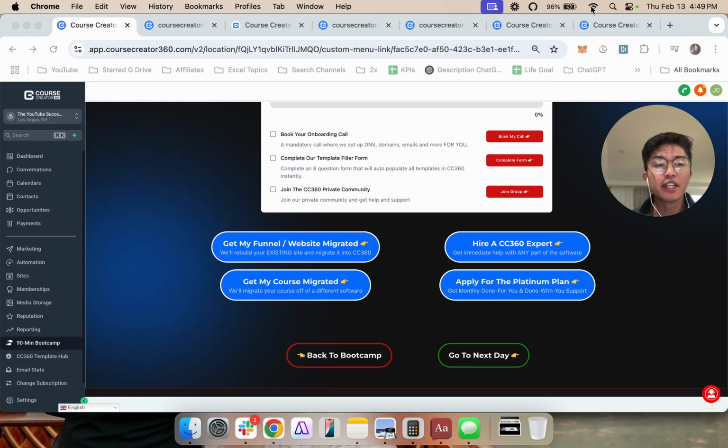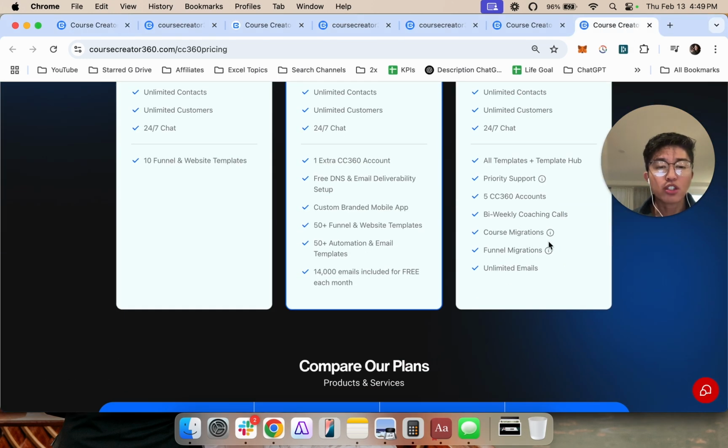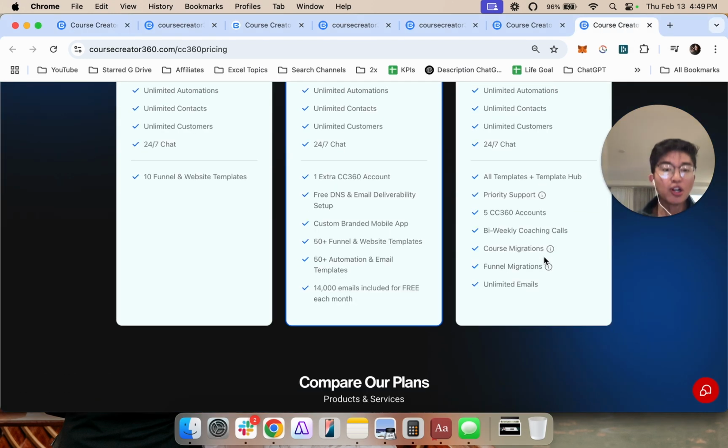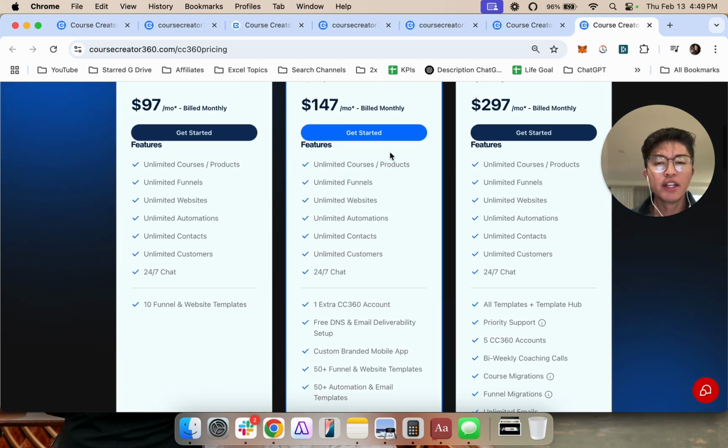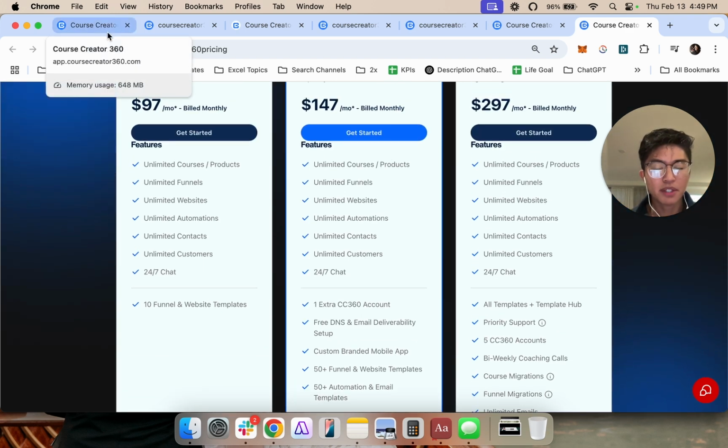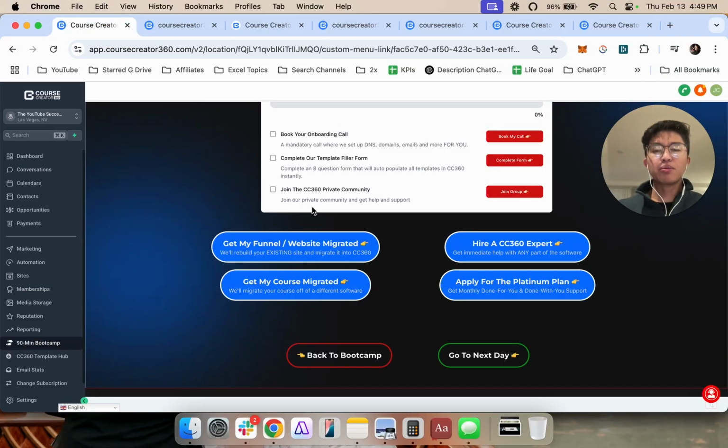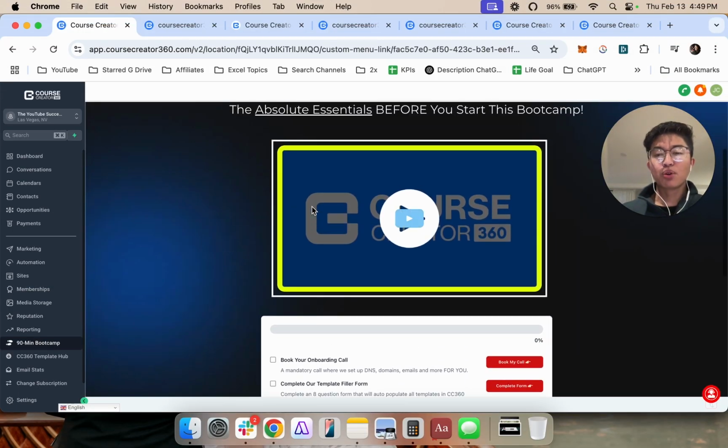Now, if you are on the Elite plan, you actually will get free course migrations and funnel migrations. You'll also get priority support, but honestly, the support has been phenomenal in all three plans, okay? Their support system is extremely good. But that is essentially what it looks like when you do sign up with Course Creator 360.